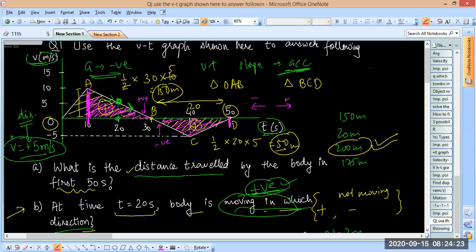How much is that area? How much is that displacement? How much is the displacement from 10 seconds to 50 seconds? Okay, Ankita, you're saying 0. Are you sure about that? Your answer is different from everyone. That doesn't mean it is wrong. I'm just asking you to double check.